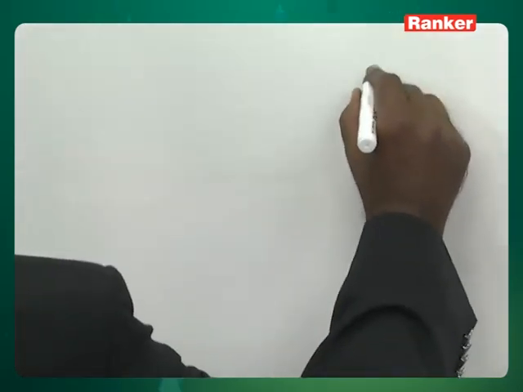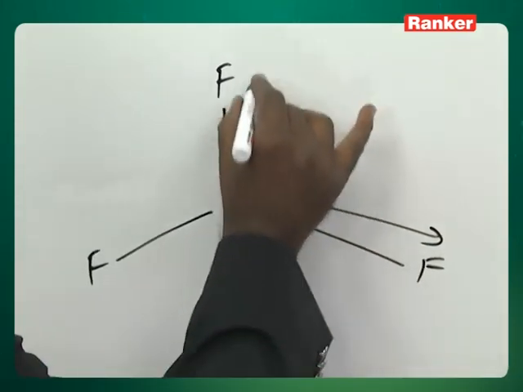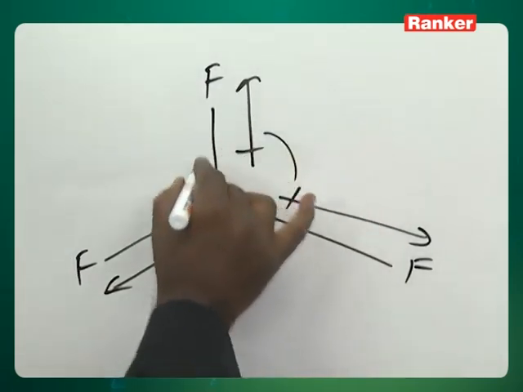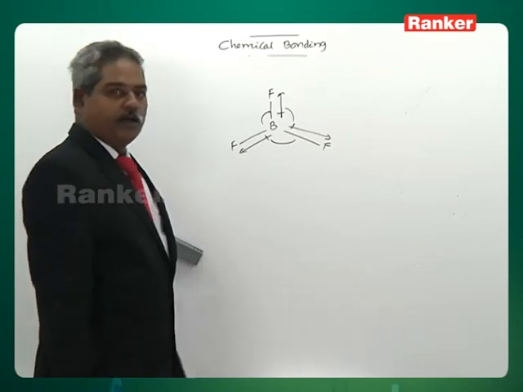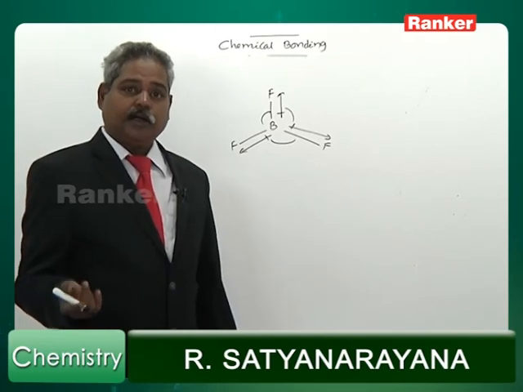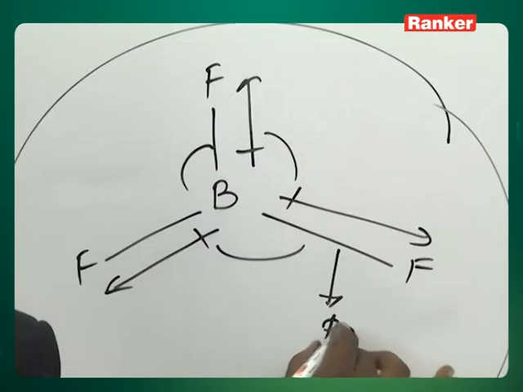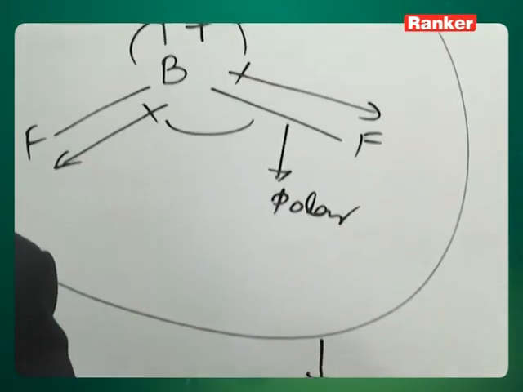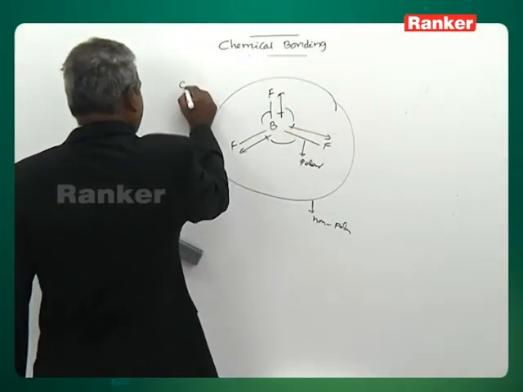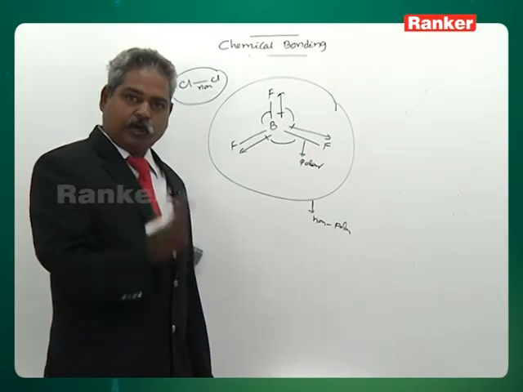Boron trifluoride. Once again, the bonds are polar. The boron-fluorine bond is highly polar, but because it is a symmetric, planar molecule, the net dipole moment is 0. Bond moments exist, but the molecular moment doesn't. The molecule as a whole is non-polar. So polar bond: polar inside, non-polar outside. What about Cl2? This is non-polar inside, and outside as well. Non-polar inside, non-polar outside.